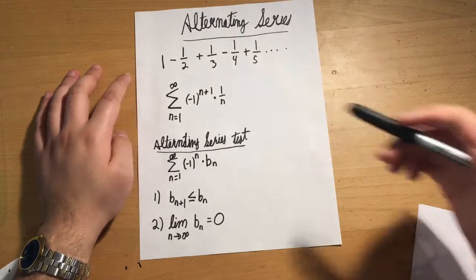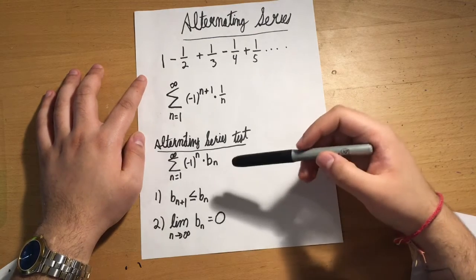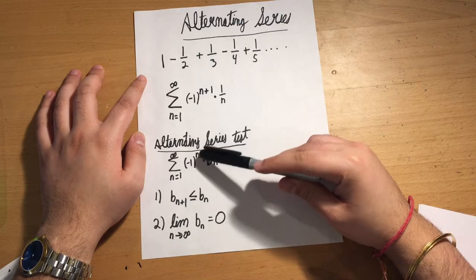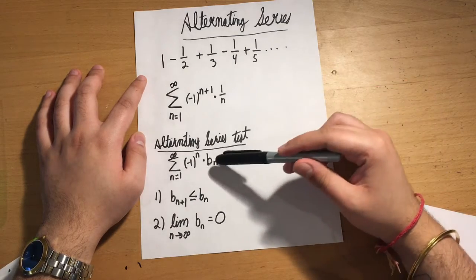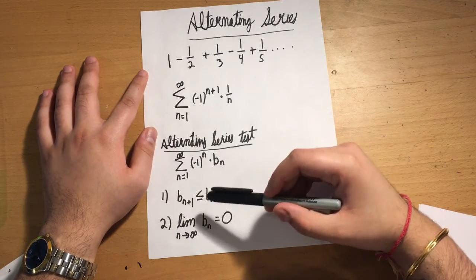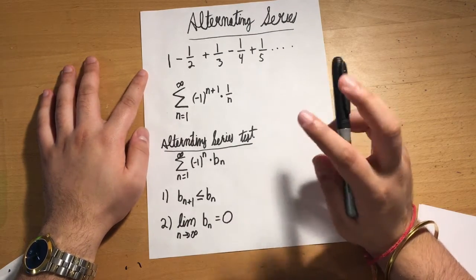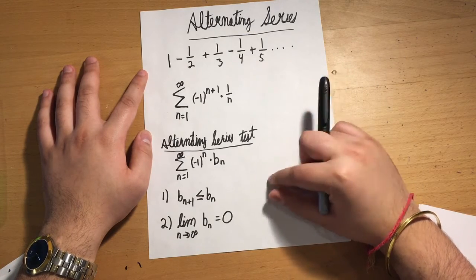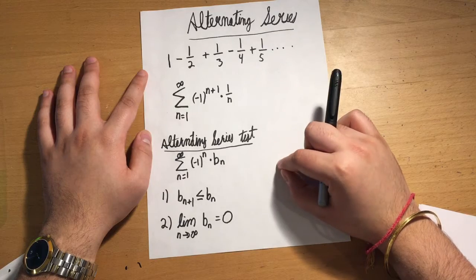Here's the alternating series test. If you have an alternating series, get it into the form (-1)^n times some expression b of n. You need to meet two conditions in order for this series to converge. If it fails either one of these conditions, it will diverge.